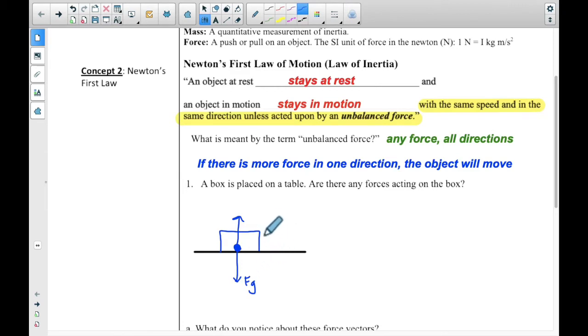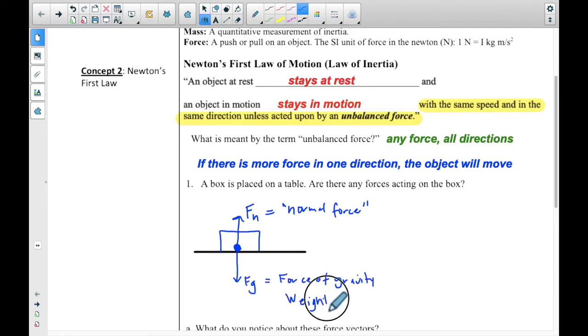And so we have another force, and that force we call the normal force. F sub n is our normal force. And F sub g, of course, is the force of gravity. It's also the weight. You know how we talk about how astronauts weigh differently when they're on the moon than they do when they're here? Okay, that's because gravity is different. So the force of gravity is the weight.